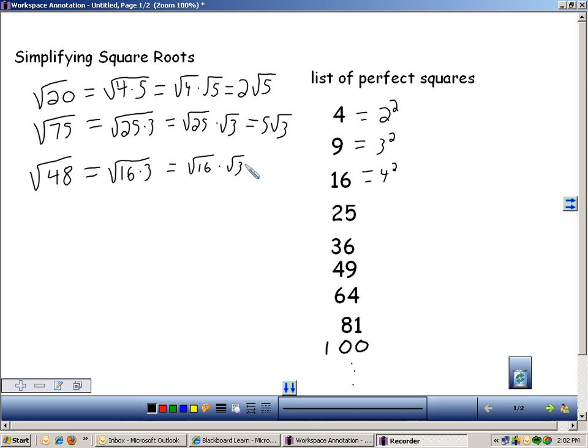The square root of 16, well, that's 4, and we have the square root of 3 here. So the square root of 48 will simplify to 4 square root of 3. If we were to punch 4 square root of 3 in the calculator, and the square root of 48, it will give us the same decimal.